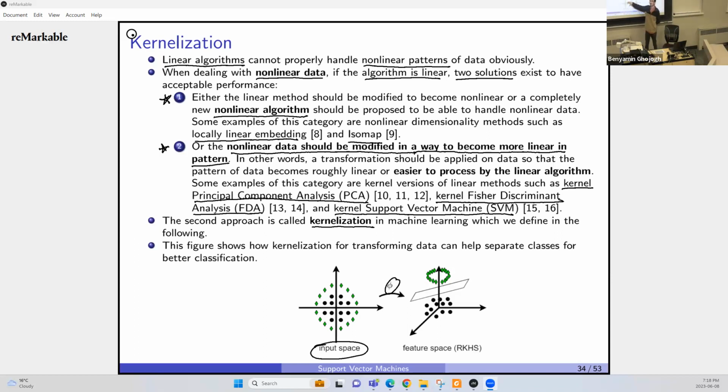But when we apply some transformation to bring it to some feature space, that's called the feature space. So in kernelization, we have some data in the input space, which is the original space of data. Then we apply some transformation and bring it to another space, and we name that space the feature space. This feature space is also called RKHS, short for reproducing kernel Hilbert space.